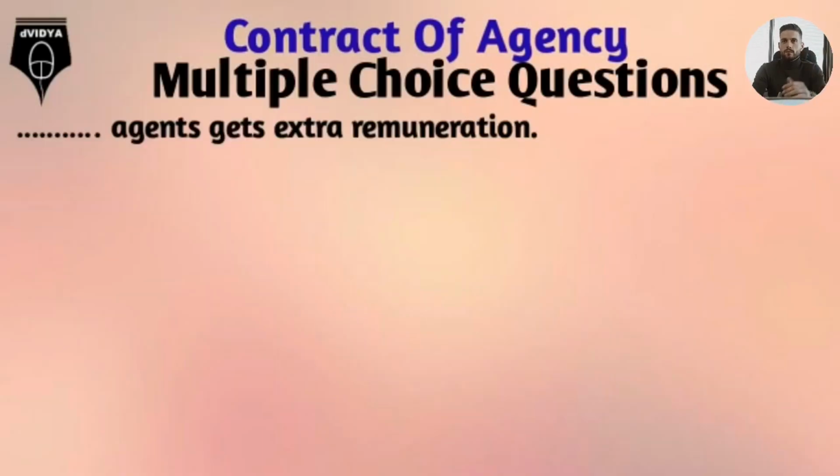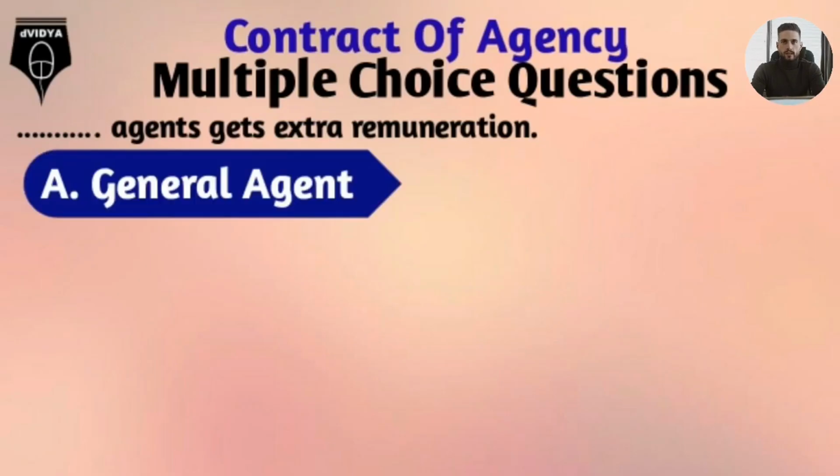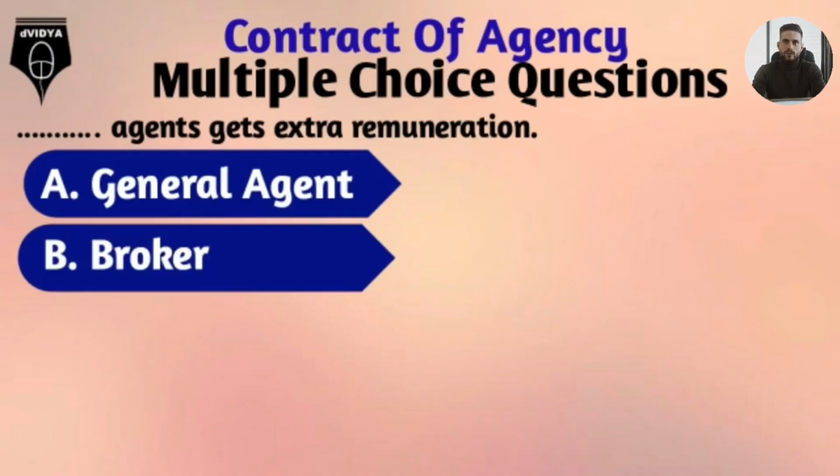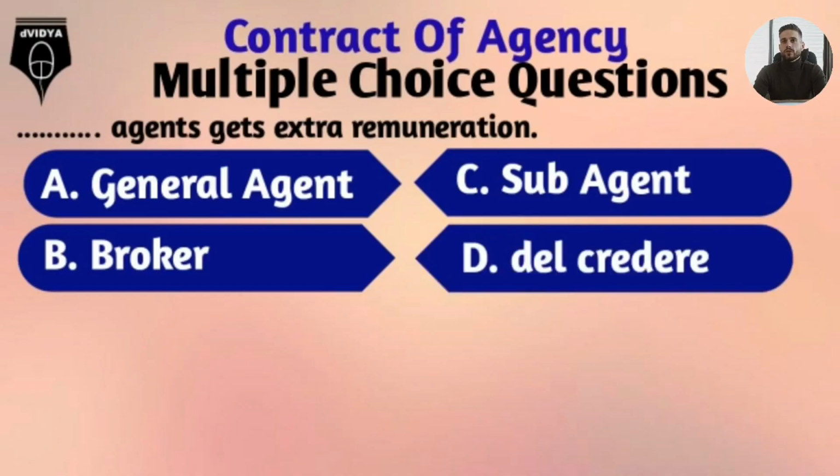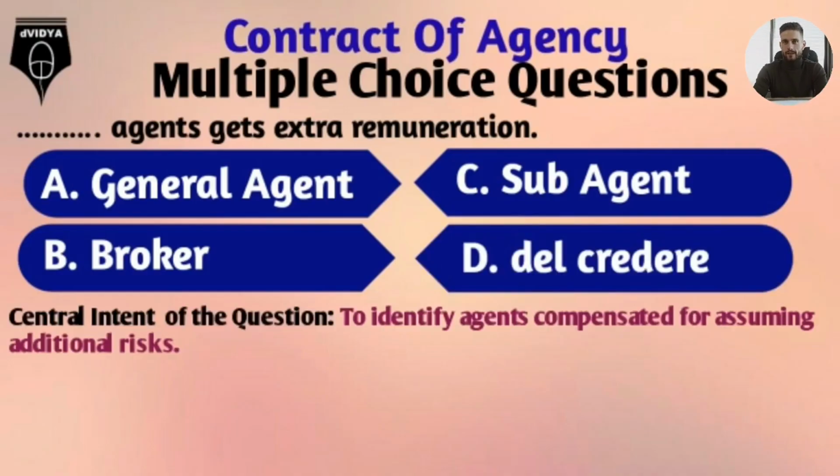Dash agents get extra remuneration. Option A, general agent. Option B, broker. Option C, sub-agent. Option D, del credere. Central intent of the question: to identify agents compensated for assuming additional risks.